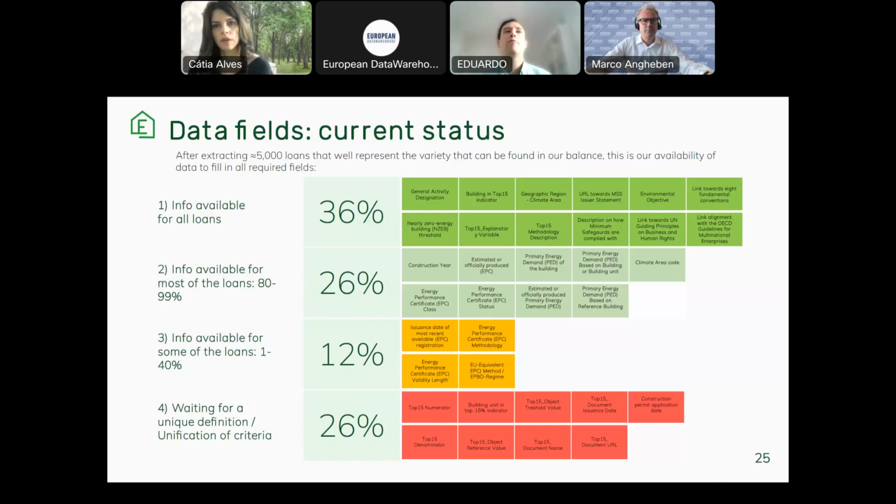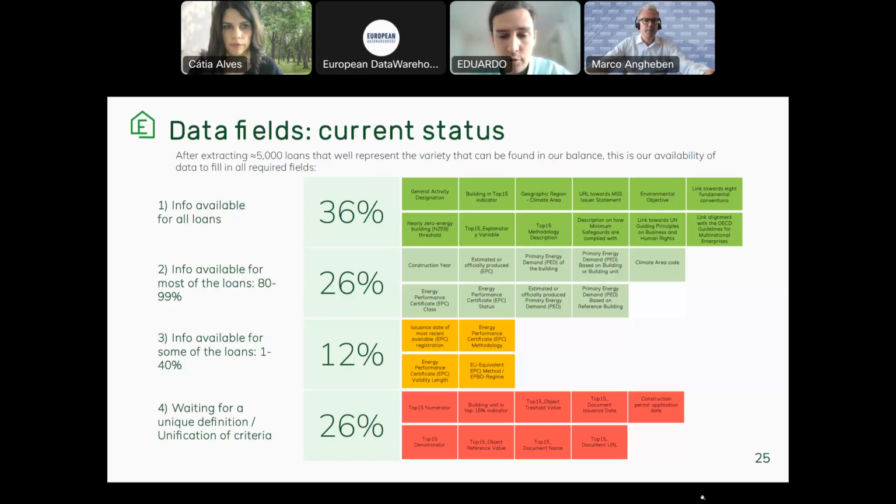Then we have the validity length. For this field, at the beginning, we thought we were going to be able to assume that the validity length in Spain was 10 years for all EPCs. But then we discovered that some EPCs, particularly those that have an F or a G mark, have only 5 years of validity. And again, before assuming that all F and G have 5 years of validity and the rest have 10, we want to study all the cases we have a little bit more. And finally, we have the EU equivalent method, the EPBD regime.